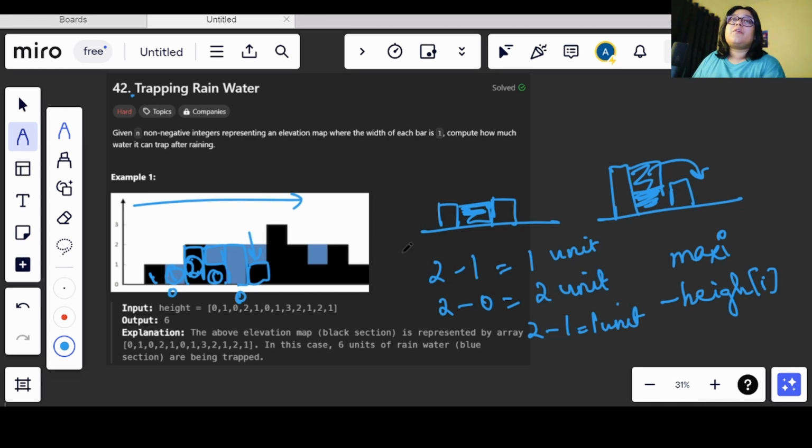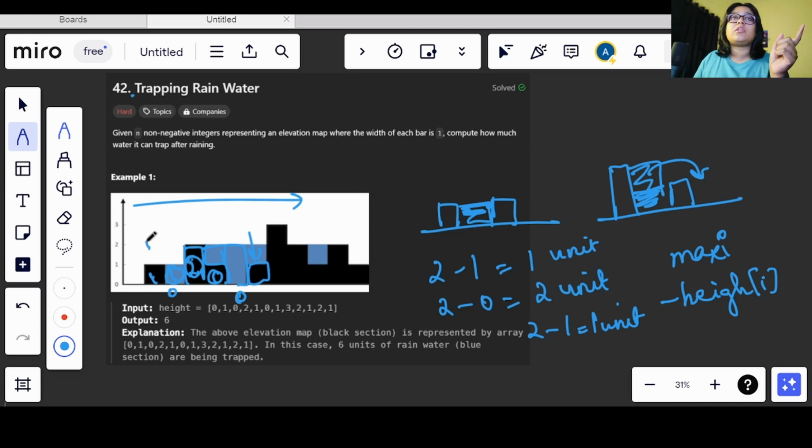So when we are moving from left to right, we are observing a pattern that we are taking the high value, the maximum value, and we are subtracting the height at the ith index from it, right? Now currently we have maximum as 2, right?